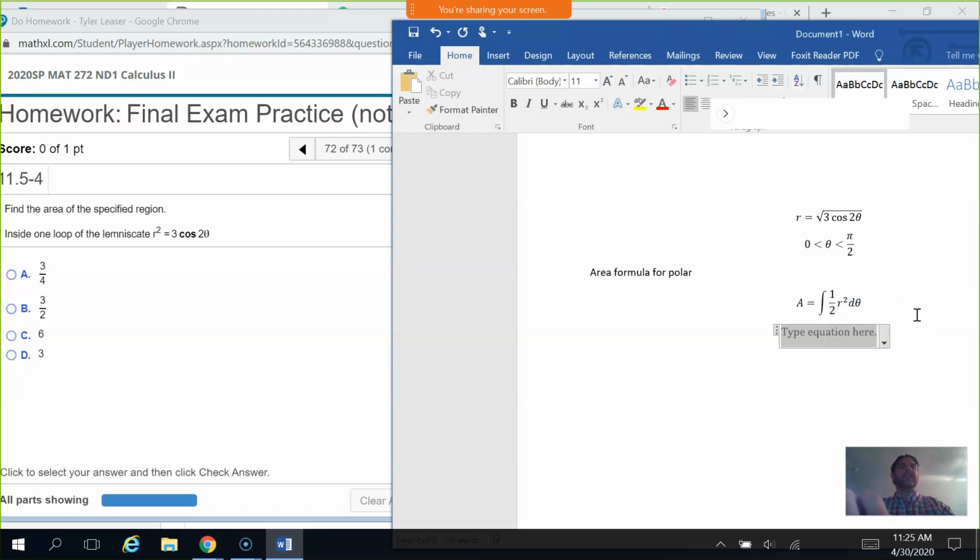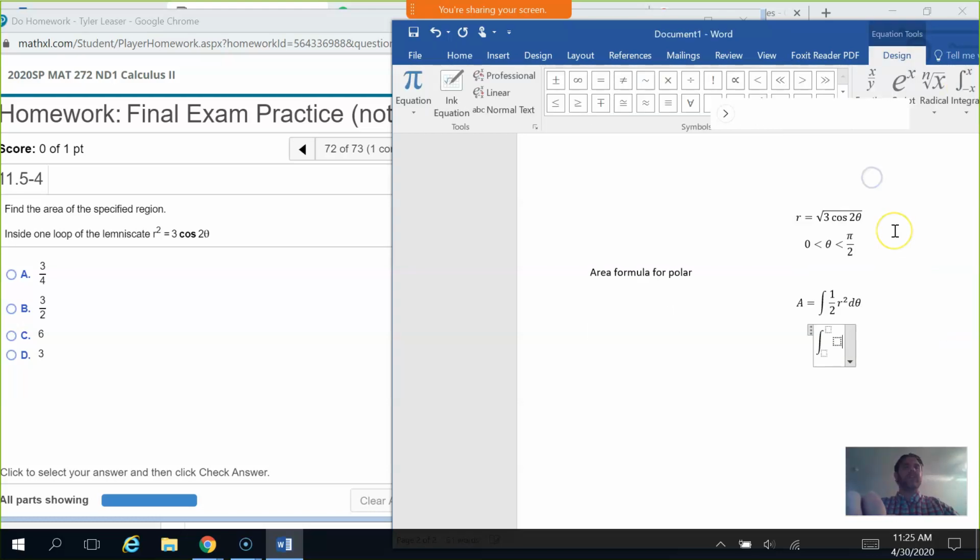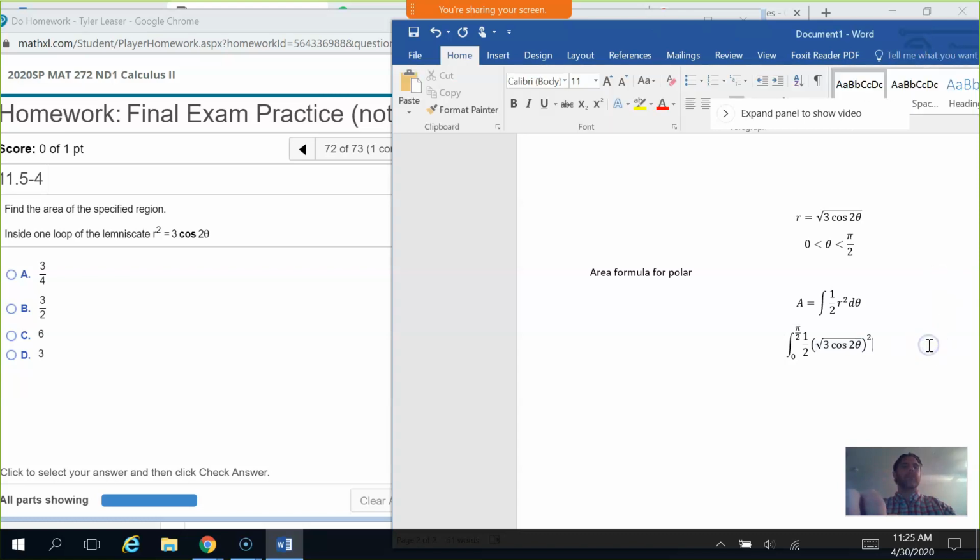Okay, so plugging in the stuff that we have, we're going to do the integral from 0 to pi over 2 of 1/2. And then my r is this square root thing, and we're going to square it. So let's just write it out for now. So my r is going to be the square root of 3 cosine of 2 theta. Cool. And then a d theta on the end.